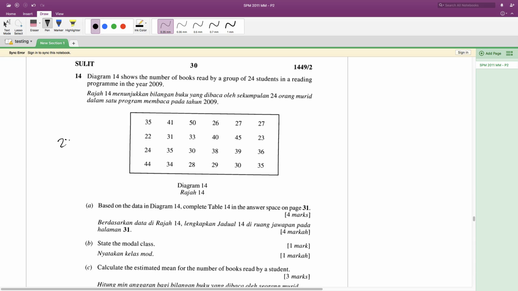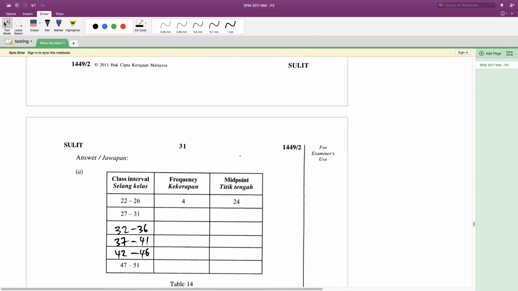27 to 31. Okay, now this is our objective. 27 to 31, first row don't have. Okay, we have 1, 2, 3, 4, 5, 6, 7. Okay, total we have 7 for this one, so I will just write 7.